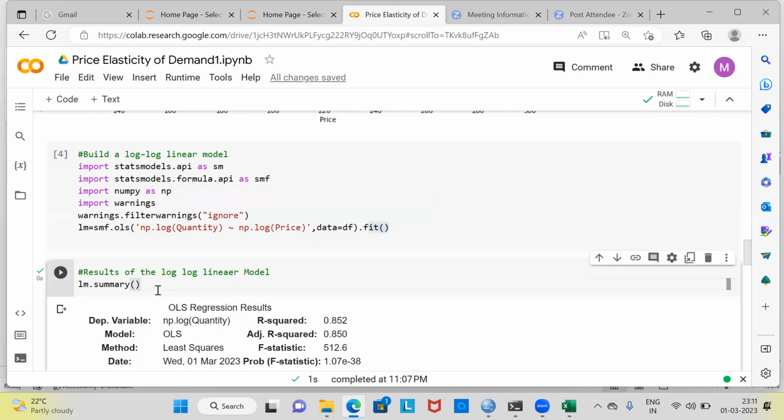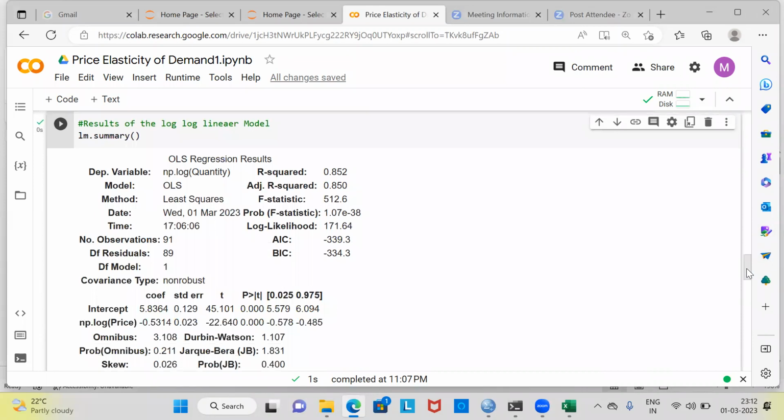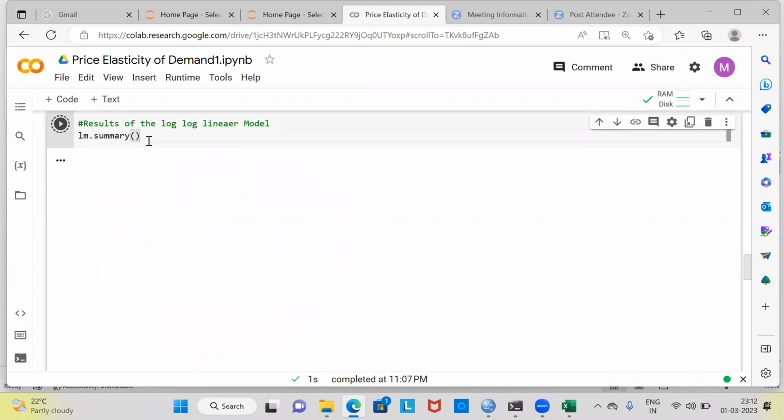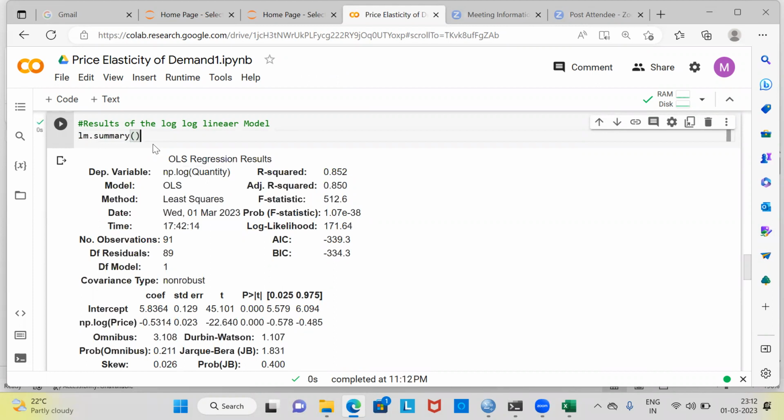If you want to see the output of LM, what you can do is run a very simple command. The name of the command is summary function. You can just say lm.summary(). When you execute this, Google Colab prints a lot of results. You can see here, the heading is OLS regression results. As I already told you, OLS stands for ordinary least squares. It displays the dependent variable as log of quantity.